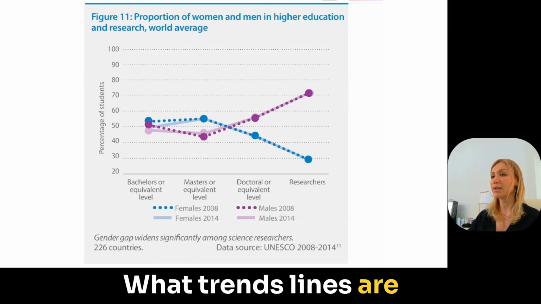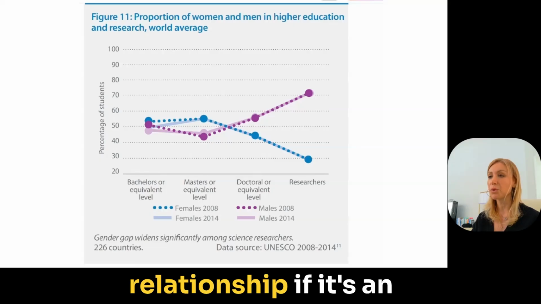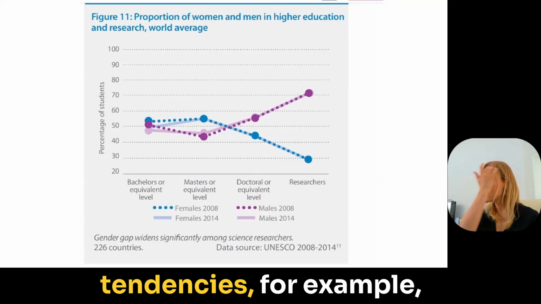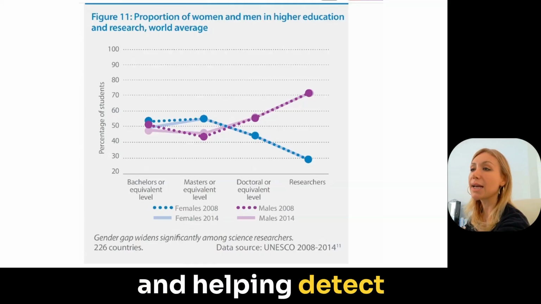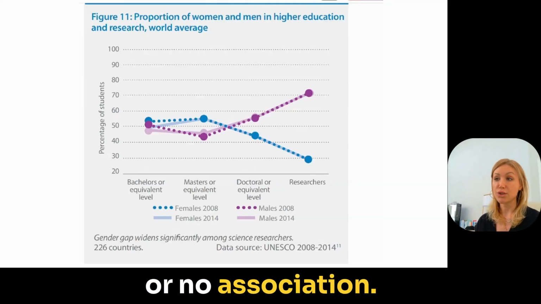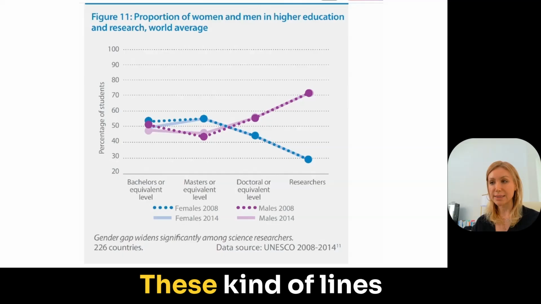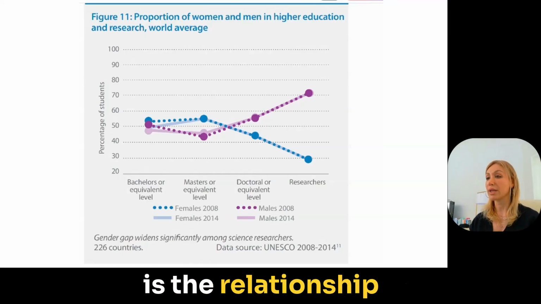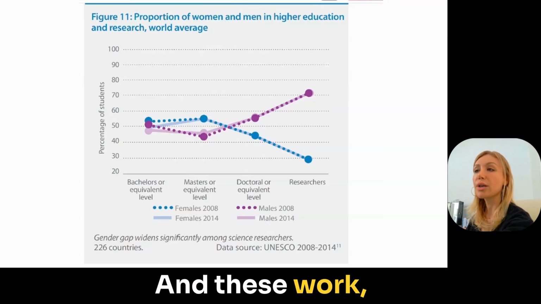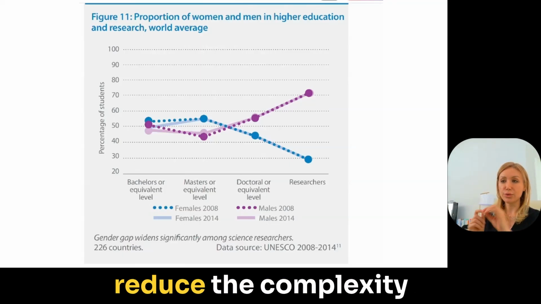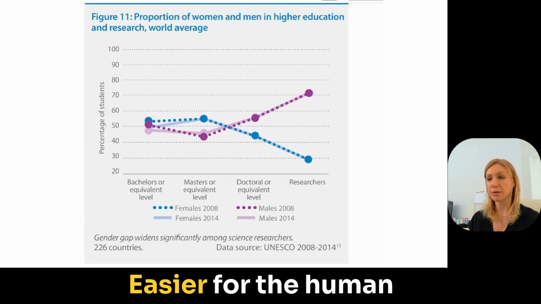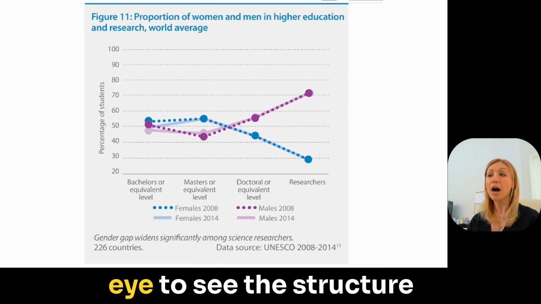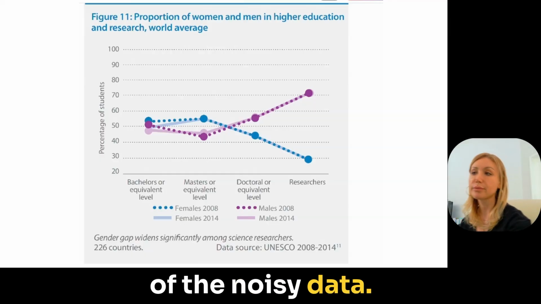Trend lines are used for summarizing the direction of a relationship, whether it's an upward or downward trend, showing average tendencies, for example, and helping detect positive, negative, or no association. Typical questions that these kinds of lines answer are: is there any upward or downward pattern? Is the relationship actually linear? And these work because they usually reduce the complexity into lines, which is easier for the human mind to grasp, and they help the eye to see the structure in noisy data.